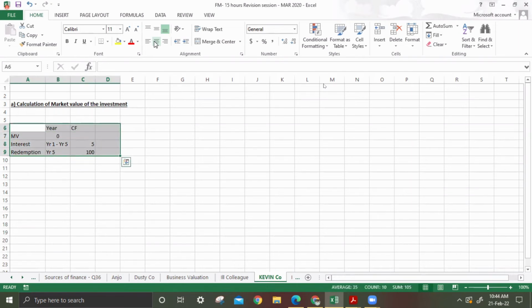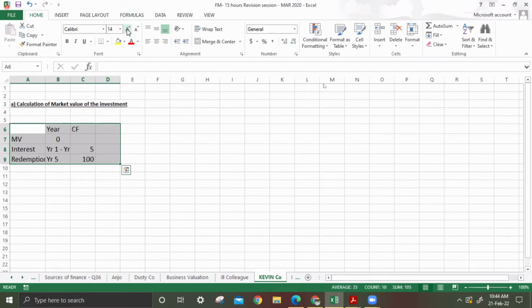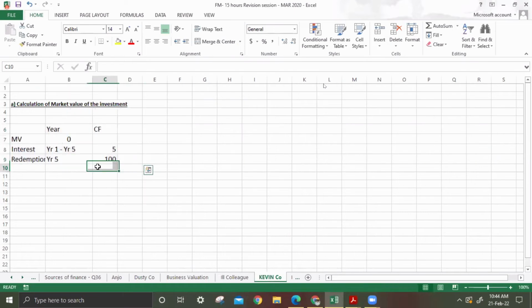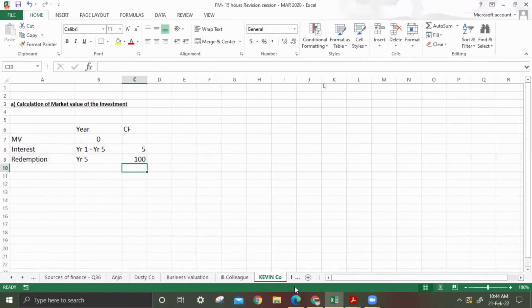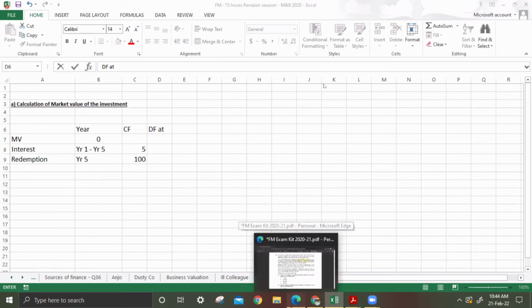You all know that market value of an investment is equal to present value of its future cash flows. Can I say the interest and the redemption amount is my future cash flows? Everybody agrees that these two are my future cash flows. But I want to know what is the present value of these future cash flows. So if I want to know the present value of these future cash flows, I have to discount it. Discount it at what? At investors' required rate of return.